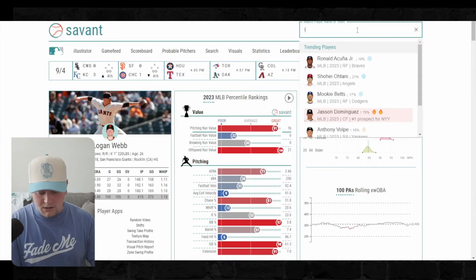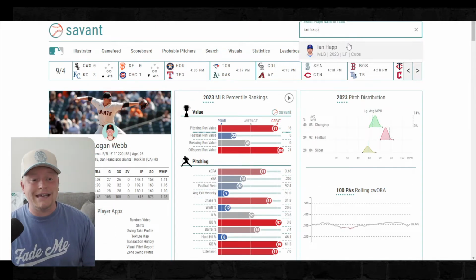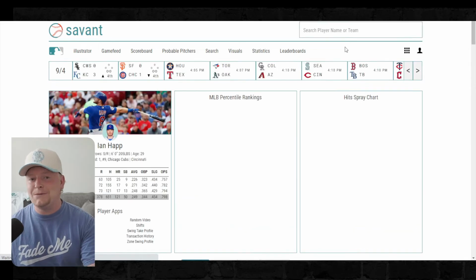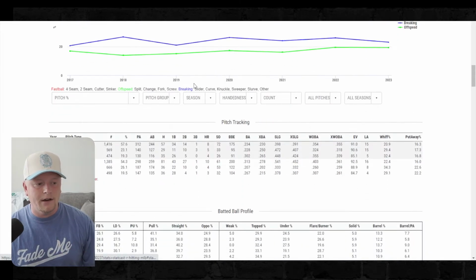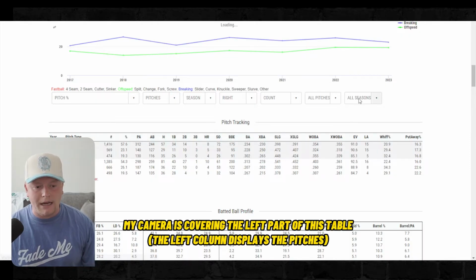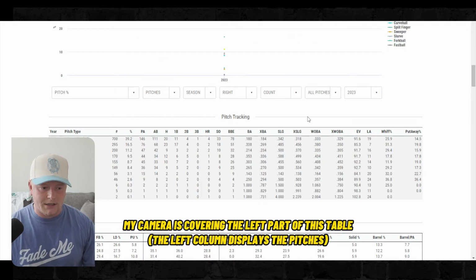So now let's look at Ian Happ. We're going to see how he is because we already know that he bats righties better than he does lefties. Going up against a right-handed pitcher, how does he bat against those pitches? Again, we're looking for the righty changeup and the righty sinker. Scroll down here and we can just filter this. Pitch group, we're going to look at pitches. Handedness, we're looking at the righty, and then we'll say this entire season. And this will then populate in just a second.